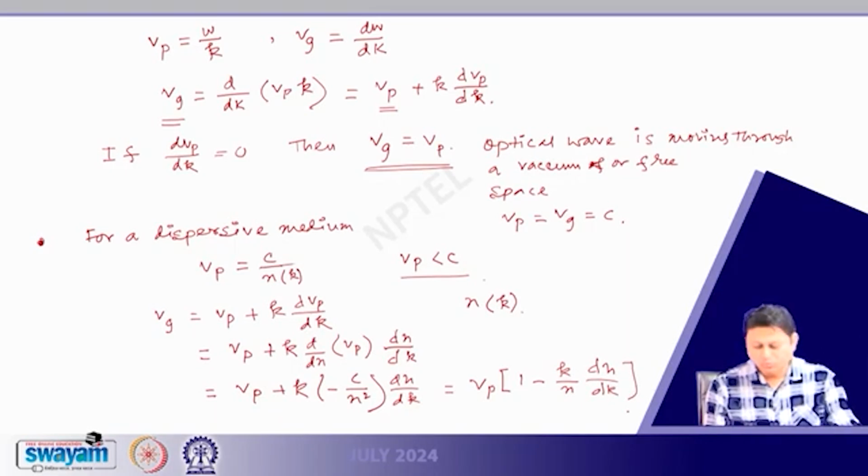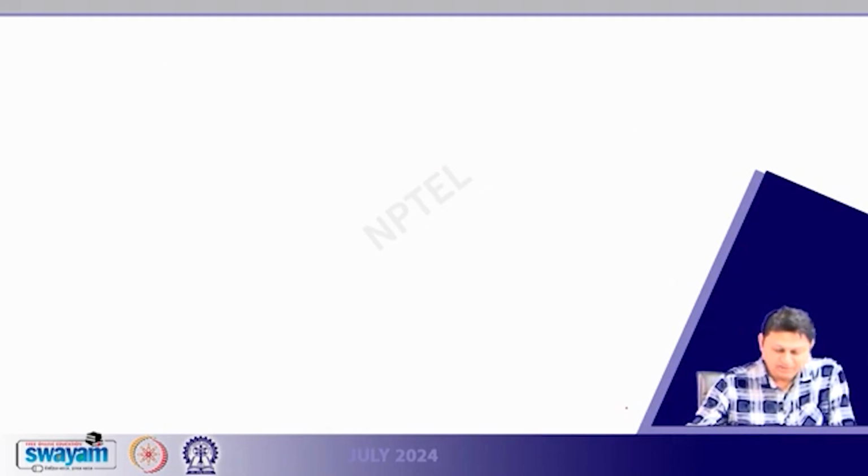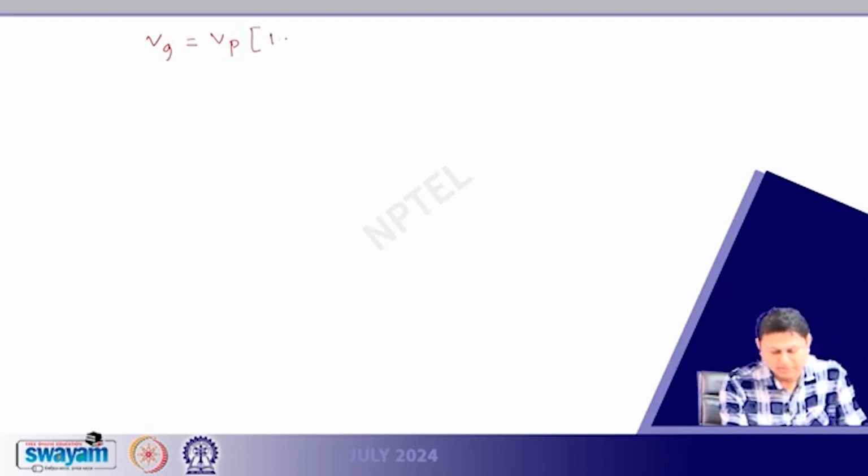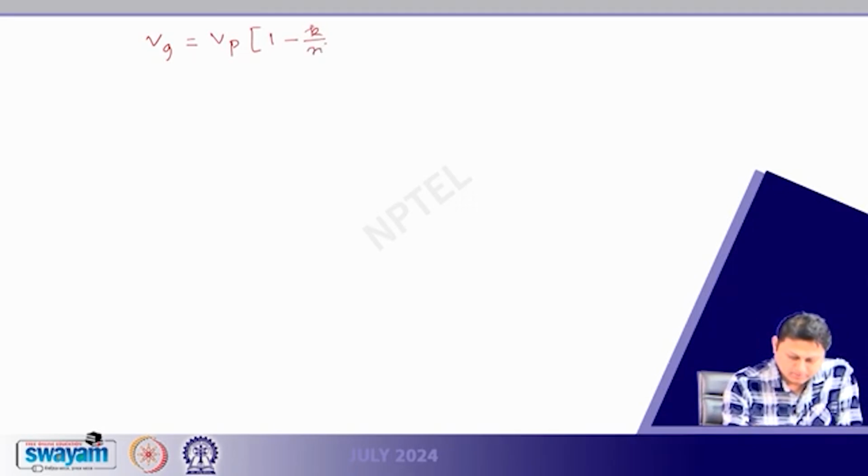But normally what we do, we do not put dn dk because n is a function of lambda. So normally we try to write down everything in terms of lambda. So this expression we slightly change as per our convenience. So, let me write it down. So, we have Vg is equal to Vp 1 minus k by n, we have dn dk.